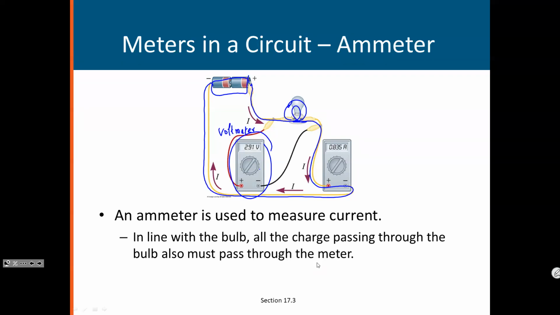And then we have this one. You can guess what it is. It is the ampere meter, because we measure the amperes, the current. But we don't say ampere meter, we call it ammeter.